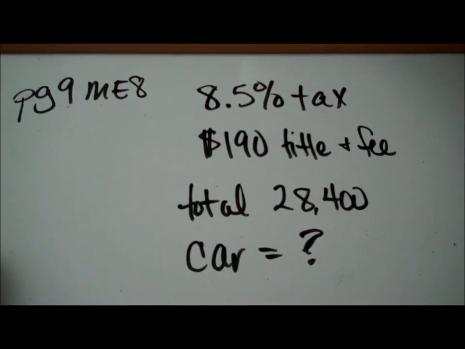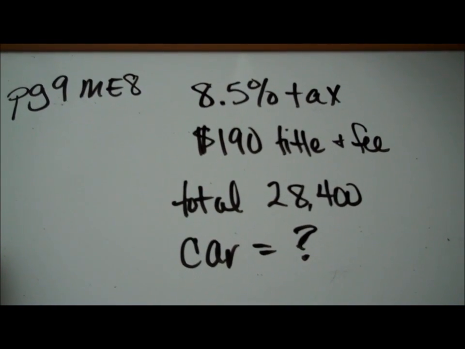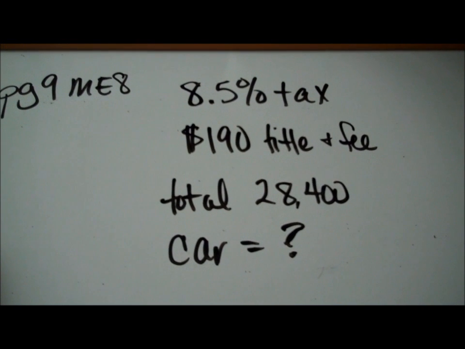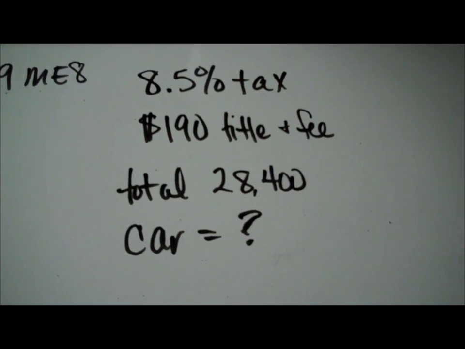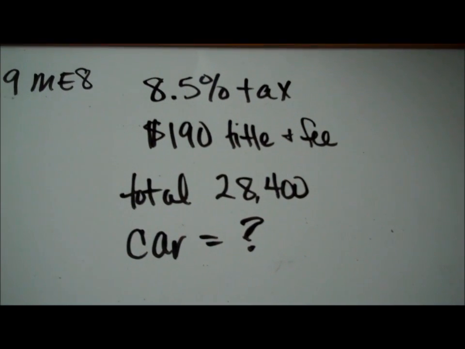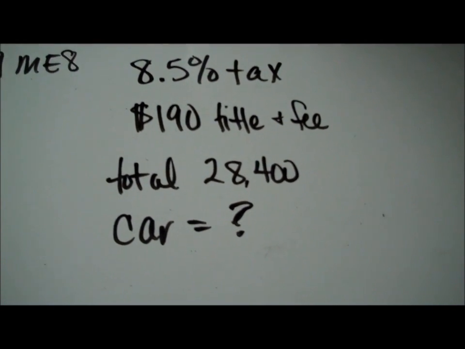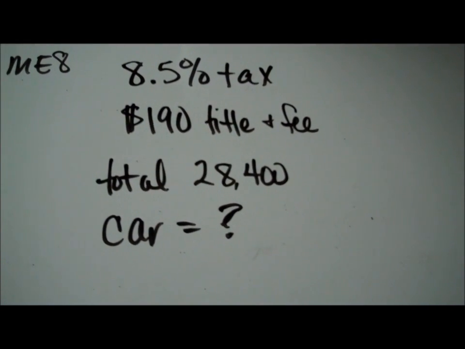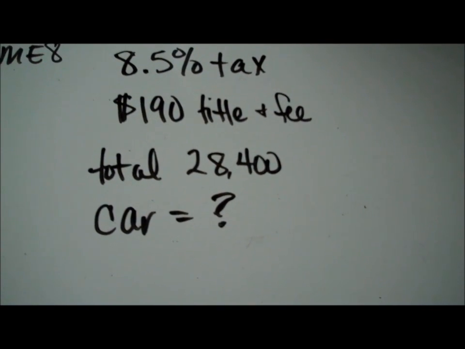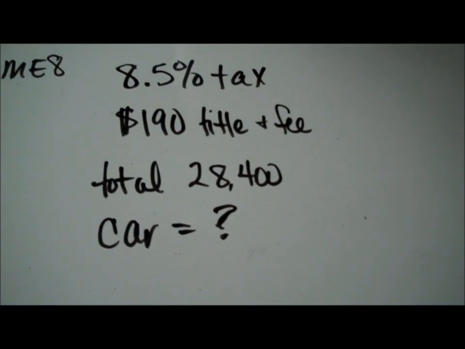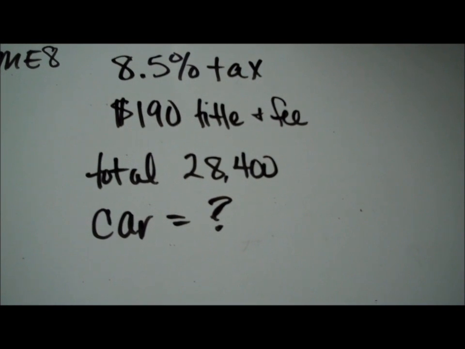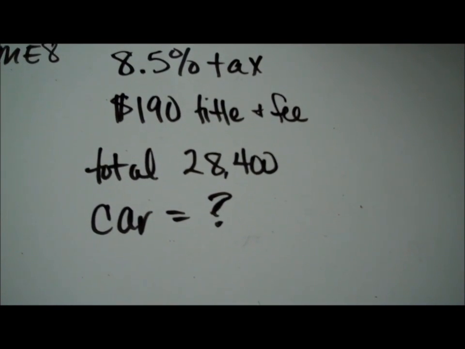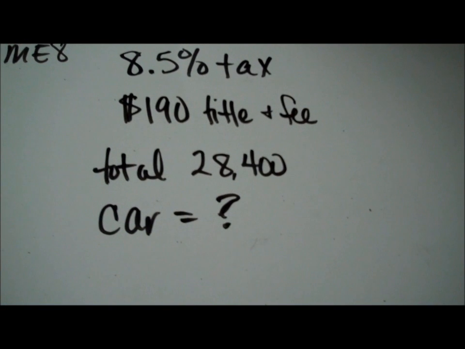Okay, for page number 9, match example number 8, you should have written down something like this. We have an 8.5% sales tax. It told us that there was $190 for the title and insurance fee, and that for the total with the tax, the car, the extra fees that were there, that the total was $28,400. And the question was, how much was the car?